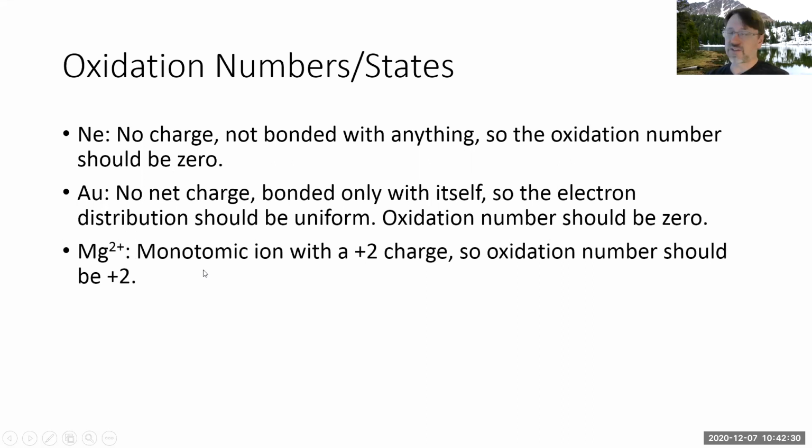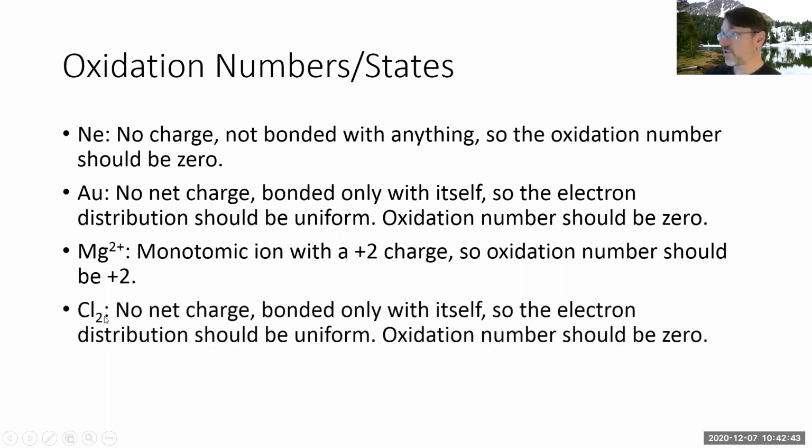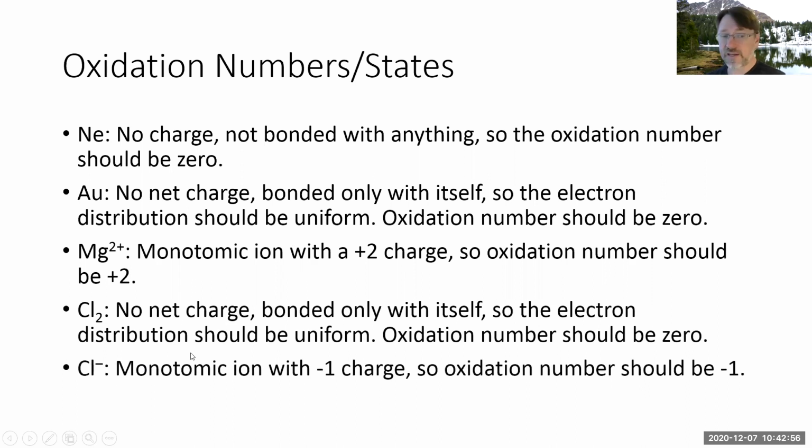Magnesium 2+. This is an ion. This ion has a +2 charge. The ion only has one atom in it, so we should have an oxidation number of +2 in this case. Cl2. So in this case, there's no net charge. It's bonded only with itself, so the electrons should be distributed uniformly. So again, we should hope that the oxidation number would be 0 in this case. Cl- is an ion with a single atom in it, -1 charge, so the oxidation number should be -1. All of those, I hope, are relatively straightforward, relatively clear.